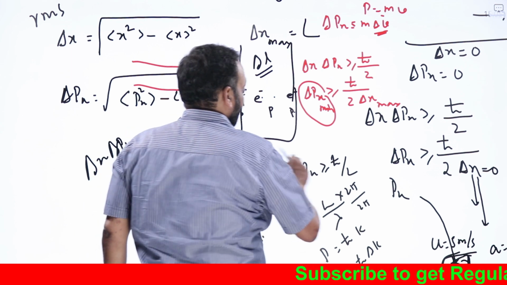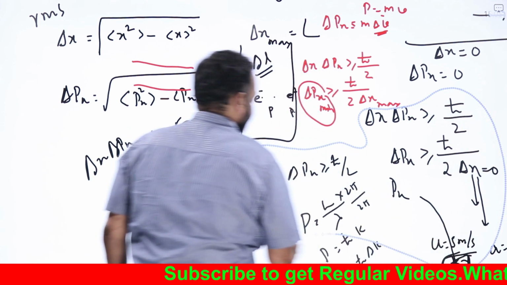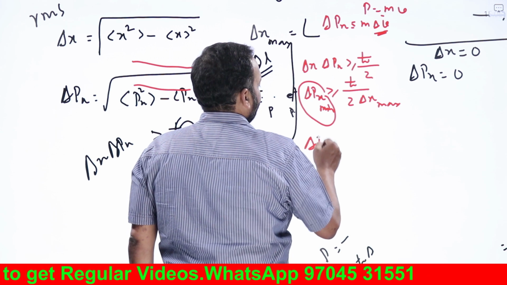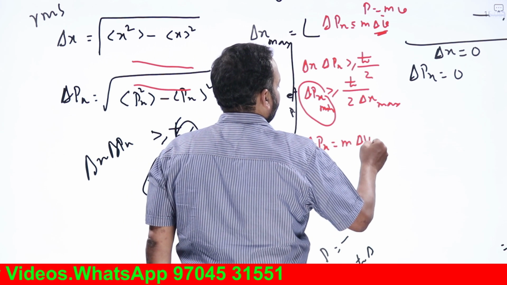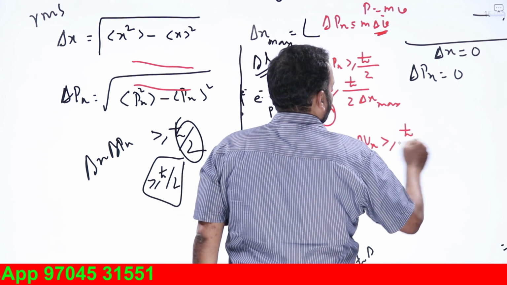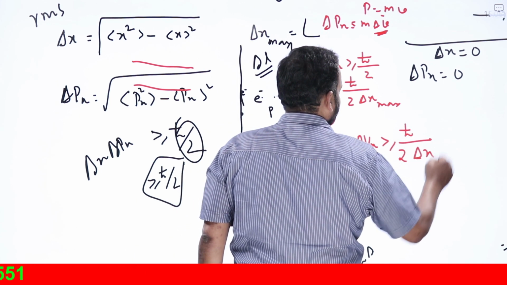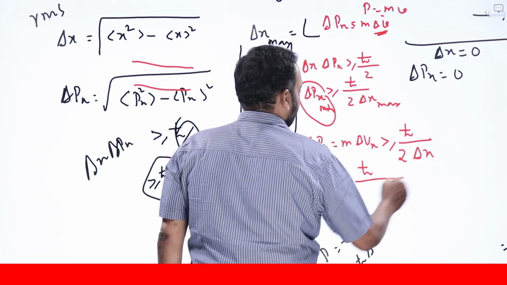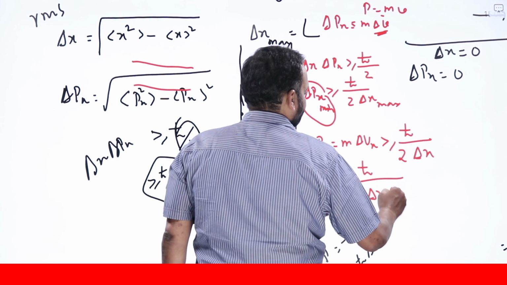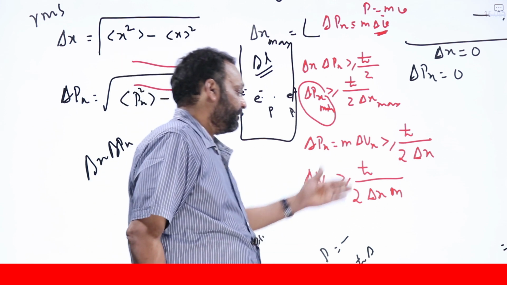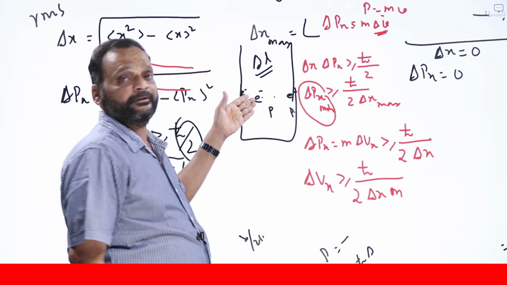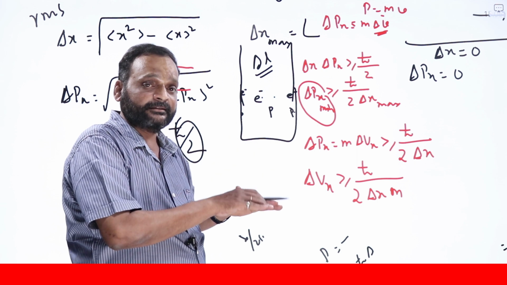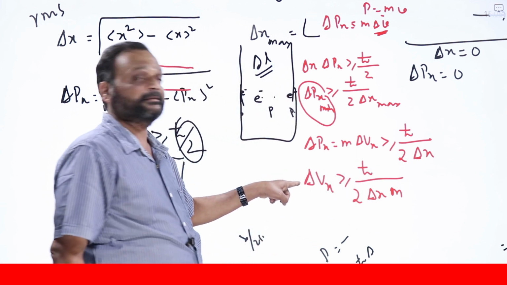If he asks about uncertainty in velocity, I'll write delta px as m into delta vx greater than or equal to h bar by 2 into delta x. So delta vx, the uncertain velocity, if the question is about velocity, I'll write like this: delta vx is greater than or equal to h bar by 2 into delta x into m. H bar by 2 is constant, and delta x is the same for both. But whichever particle has more mass, the uncertainty in velocity will be less. Whichever particle has less mass, the uncertainty in its velocity will be more.